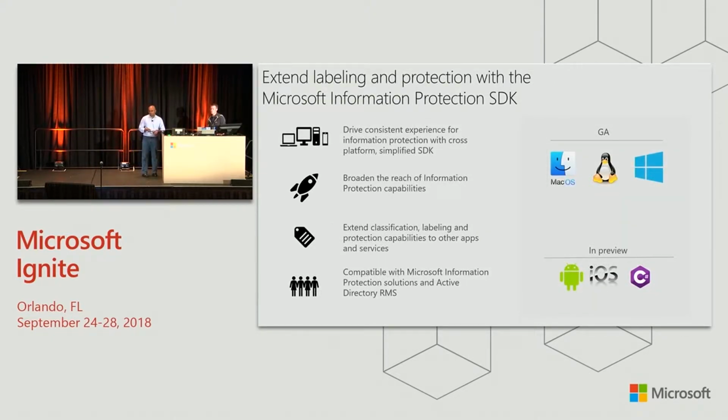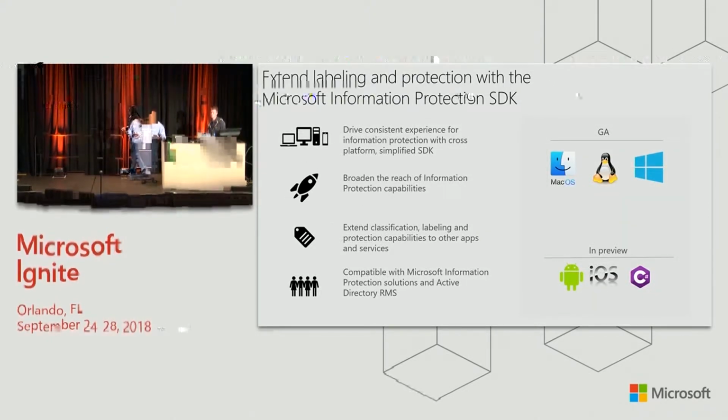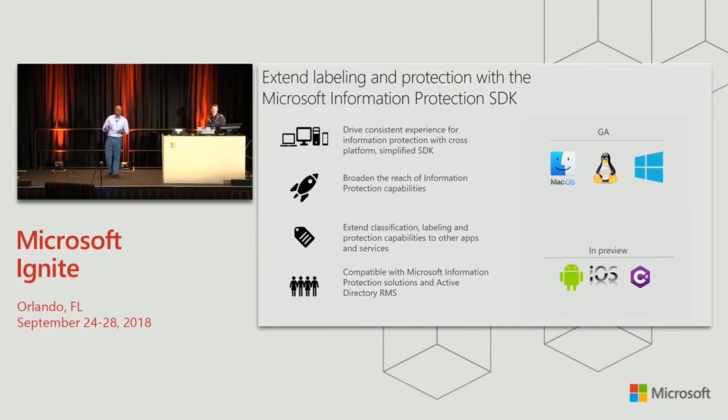So exactly what is the MIP SDK? First of all, it is GA as of today, and it's available on Mac, Linux, and Windows. And on Linux specifically, it'll be available on Debian, Ubuntu, and Red Hat. So as of today, technically, we are now available on 5 operating systems.